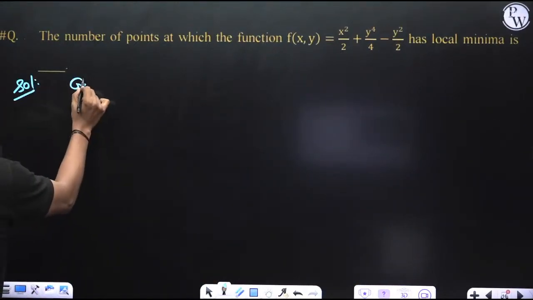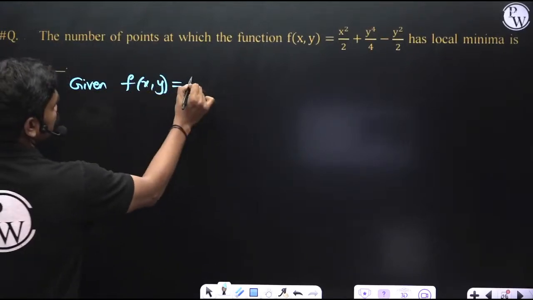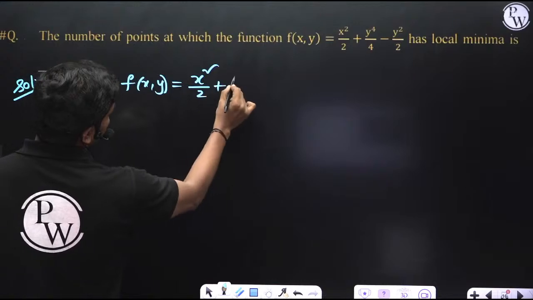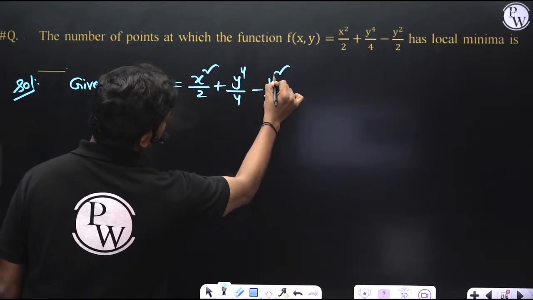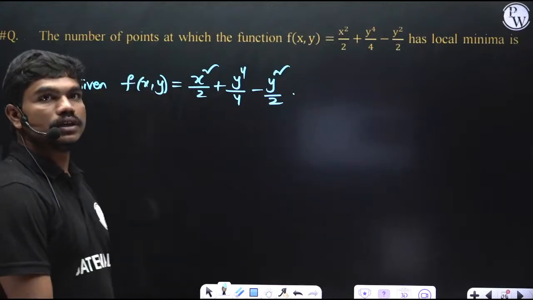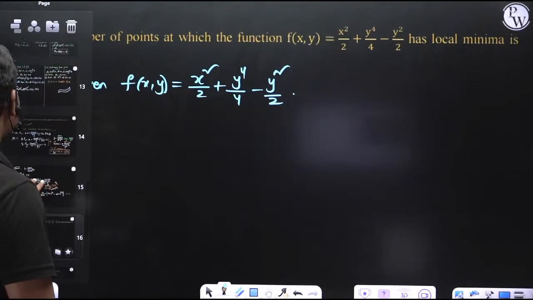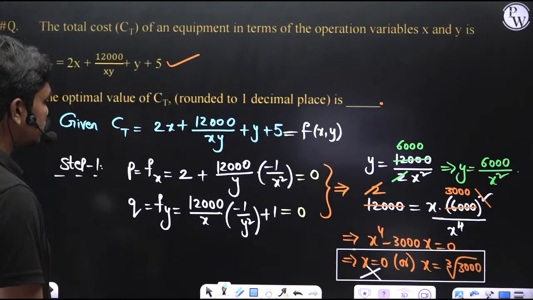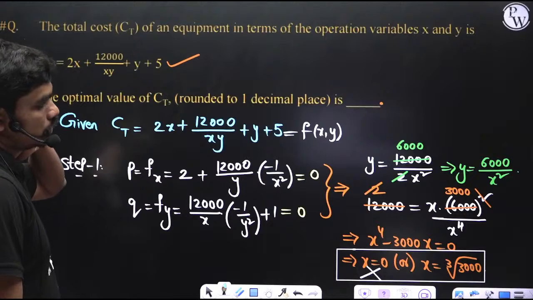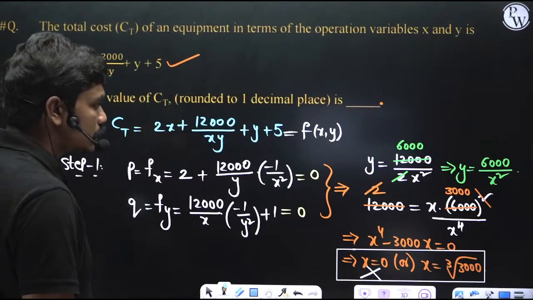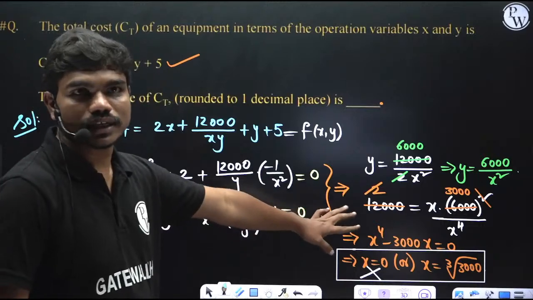So given f of x comma y is equal to x square by 2 plus y power 4 by 4 minus y square by 2 actually. So this is y square by 2, of course. Just a second, I think here did we make any issue in the calculation? This calculation is correct, right? Nobody is willing to challenge this calculation, right? So we have x square. Yeah, everywhere the calculation is correct in this.